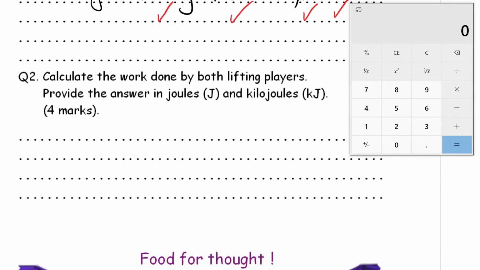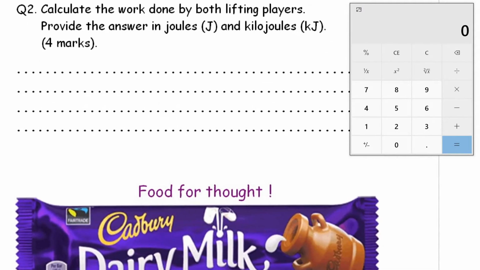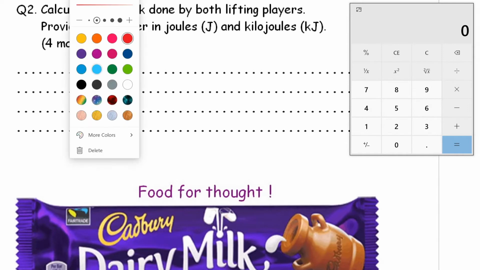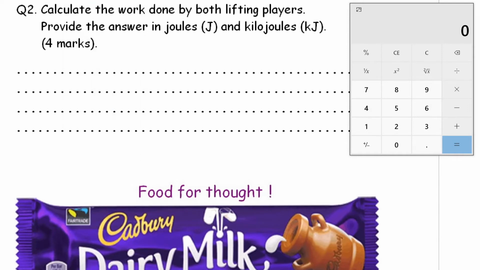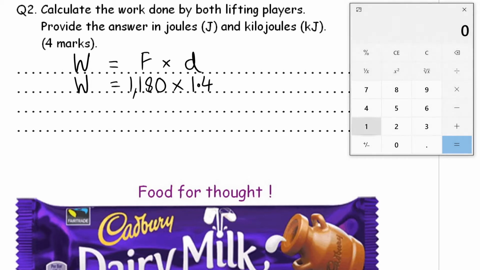Calculate the work done by both lifting players, so the combined force that these players are applying to Alan Wynne-Jones. So work done is force times distance. The key here, of course, is to remember that the force is equal to Alan Wynne-Jones's weight acting down, which is 1,180. The distance lifted this time is 1.4. So all we do now is put in those numbers in the calculator.